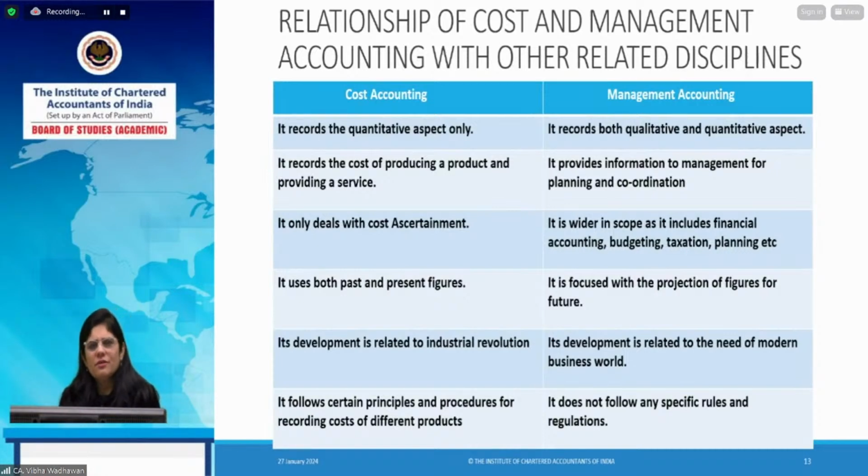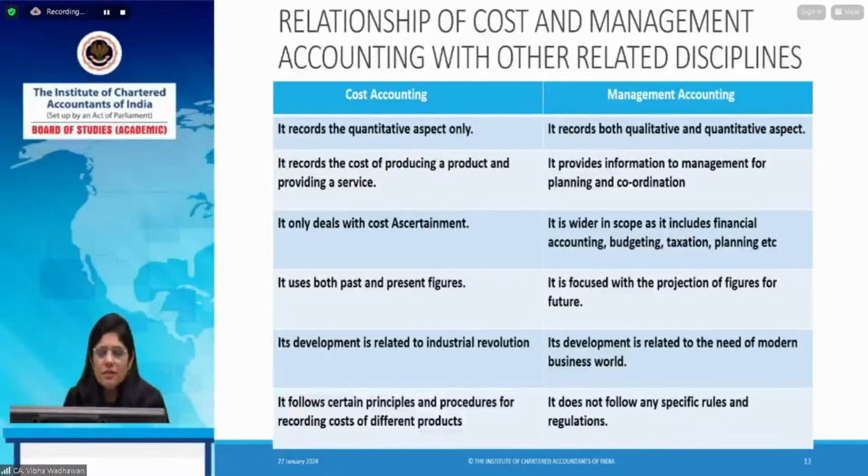Cost accounting is a traditional concept, and its development is related to the industrial revolution. Management accounting's development is related to the need of the modern business world. We always refine and revise the process so that we achieve modern business objectives and keep pace with the modern world. That management accounting always strives for. When it merges with cost accounting, it helps cost accounting also to have a new system. The systems are revised. We use a new IT system, a new ERP model. So through management accounting, cost accounting is also touching new grounds in a new way.